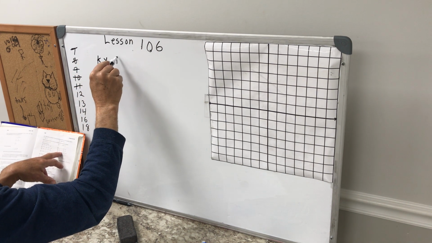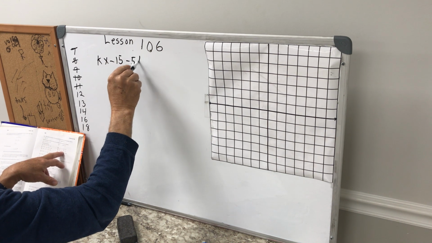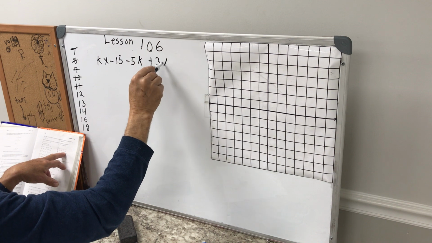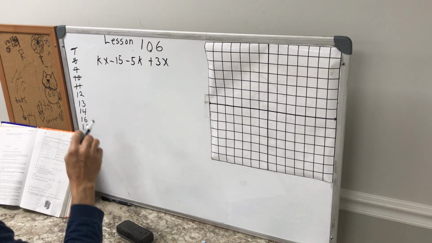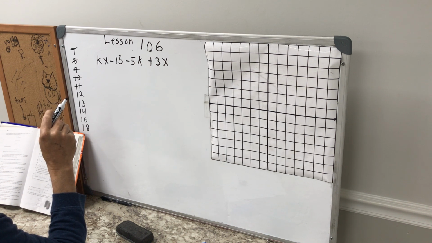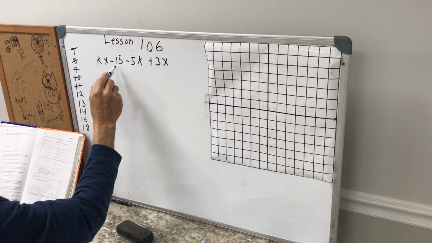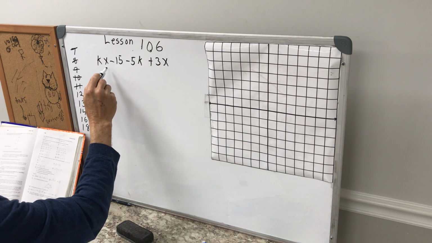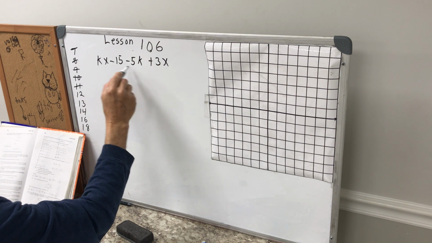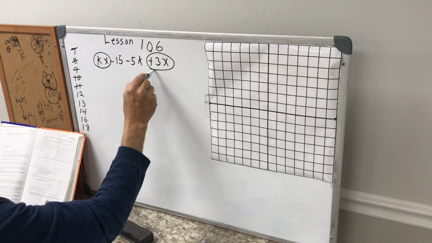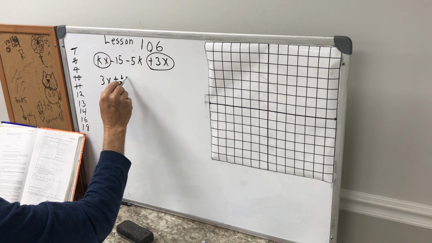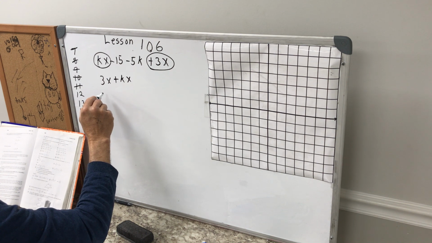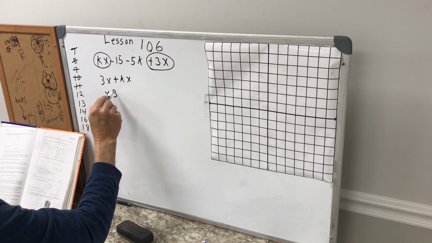Kx negative 15 negative 5k plus 3x. What am I looking at here? Maybe this is a really complicated one. Kx negative 15. Let's try this one and this one maybe. 3x plus kx. If we take the x out of this, we're going to end up with 3 plus k.